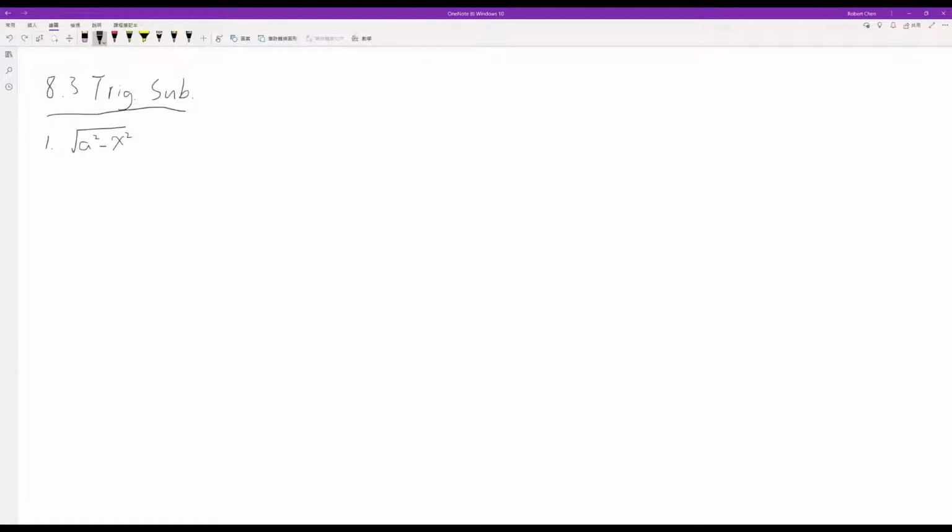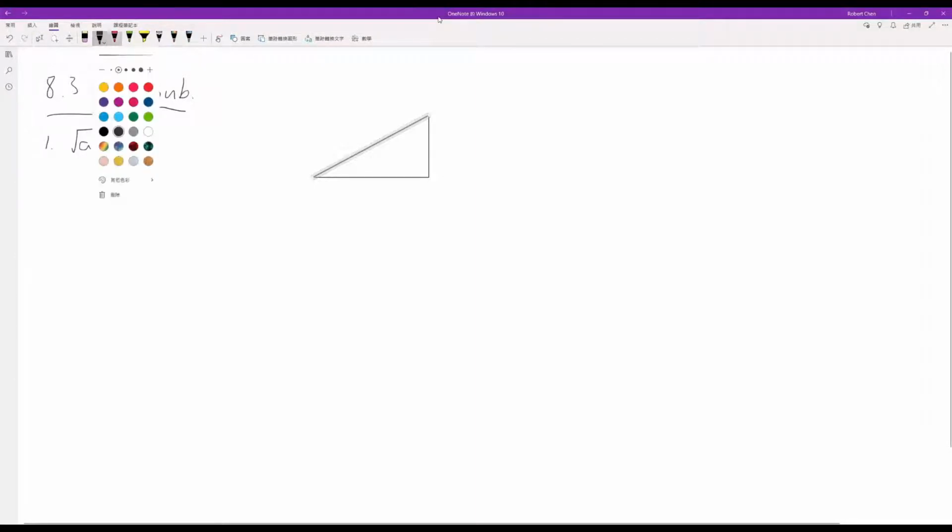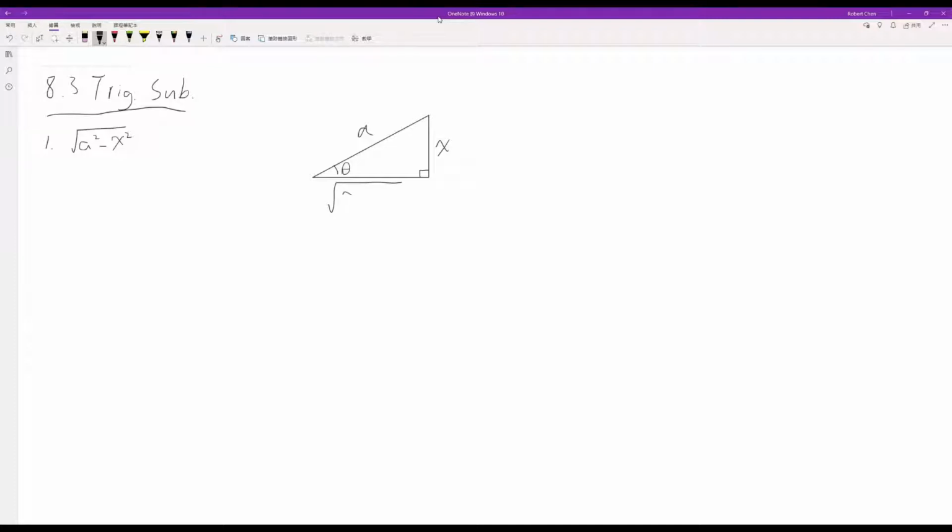a triangle together. Alright, so we have this right triangle, and now we have the angle alpha right here, and the hypotenuse, let's say, has length a, and one of the legs has the length x. Okay. Then by the Pythagorean theorem, we know that the other leg is going to be the square root of a squared minus x squared.